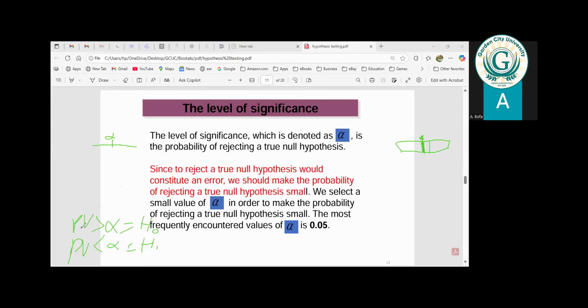It is the general rule. You go by it. I don't want to go into it. It is the general rule, and it is accepted, and it is because of this that we are rejecting the null hypothesis. That is the general rule.